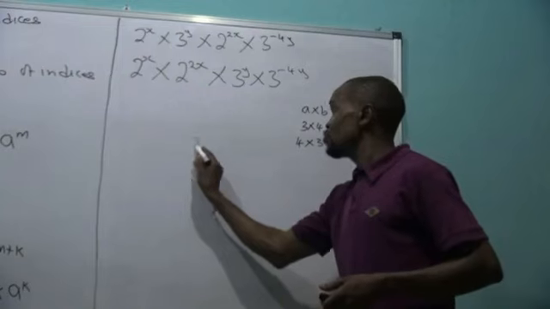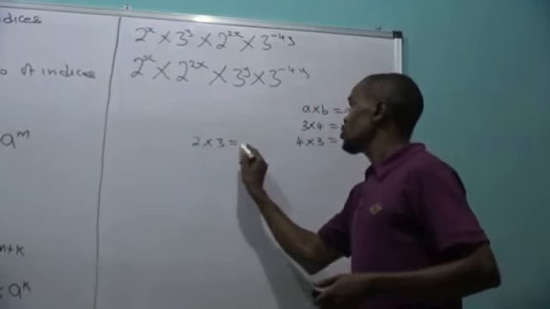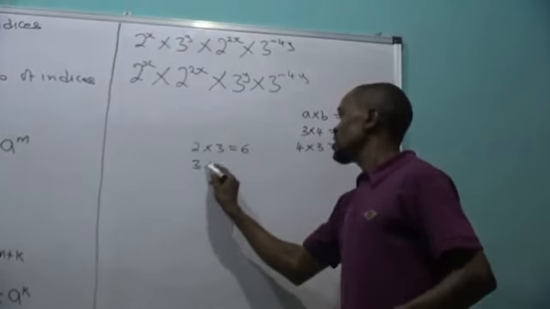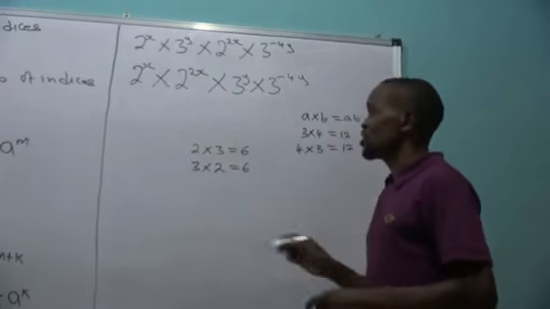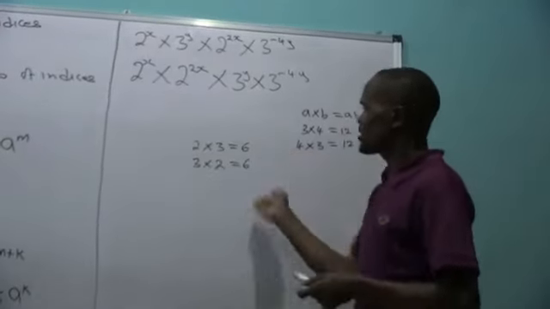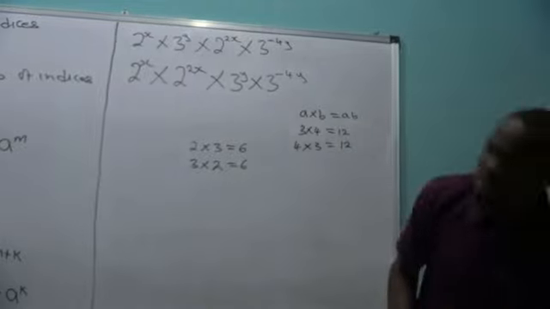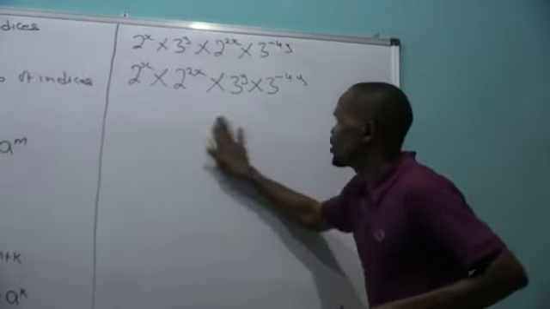Let's say I have 2 times 3 is equals to what? 6. I have 3 times 2 is also what? 6. So in respect, the order is what? Immaterial. So now let's go back to what we are doing.